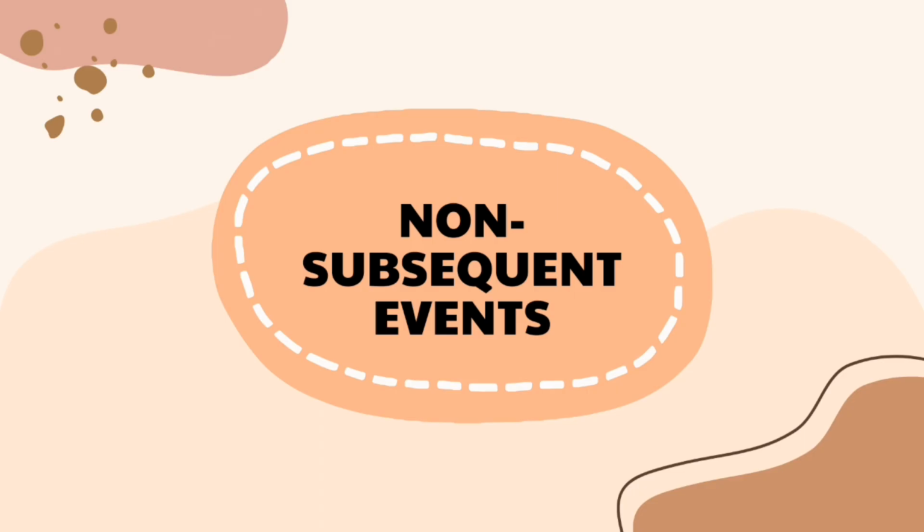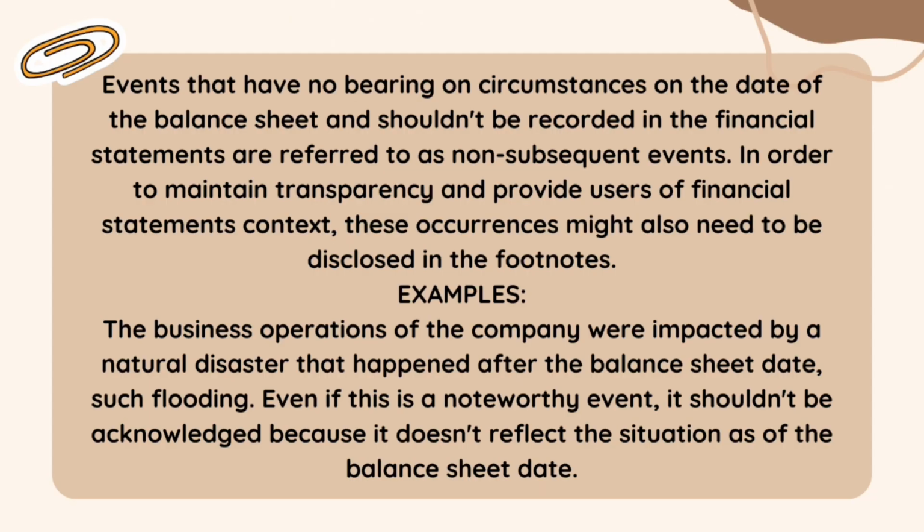Then, non-subsequent events have no bearing on circumstances on the date of the balance sheet and shouldn't be recorded in the financial statements. In order to maintain transparency and provide users of financial statements context, these occurrences might also need to be disclosed in the footnotes. For this example, the business operations of the company were impacted by a natural disaster that happened after the balance sheet date, such as flooding.